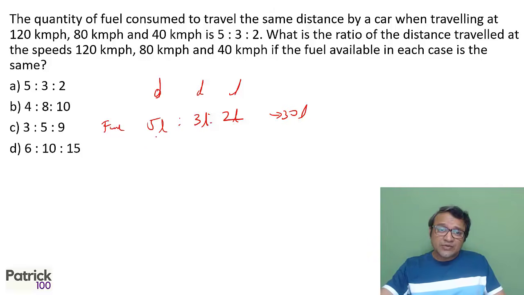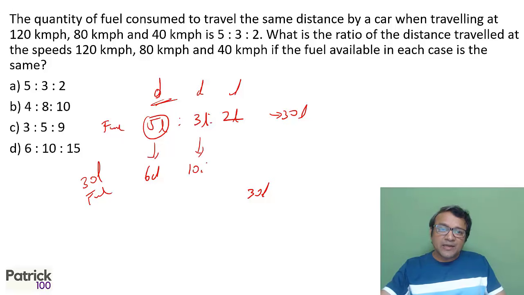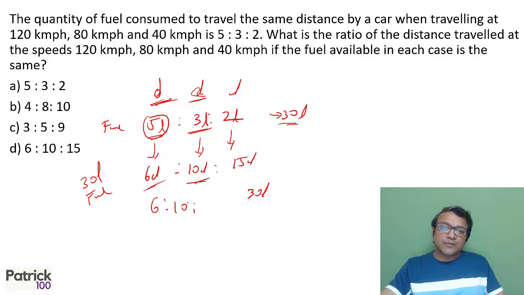In 30 liters, in the first case, the distance traveled will be 6D. In 5 liters, you can cover D. So if I assume 30 liters is common, the distance traveled in the first case will be 6D. Second case will be 10D. Third case will be 15D. Right? 5 liters you can travel D. So 30 liters you can travel 6D. Same way 3 liters you can cover D. 30 liters will cover 10D and so on. So the ratio you'll get is 6:10:15, which is D option.